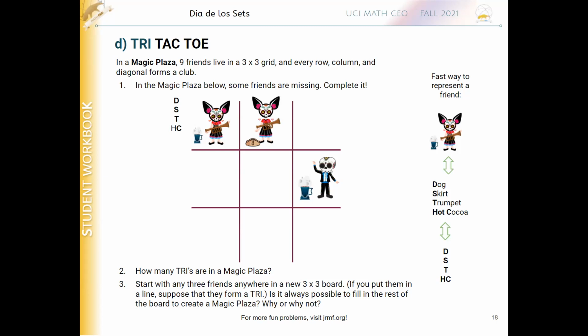So you can read the solution in the manual and then have a lot of fun with these puzzles. Okay, enjoy your Dia de Muertos.